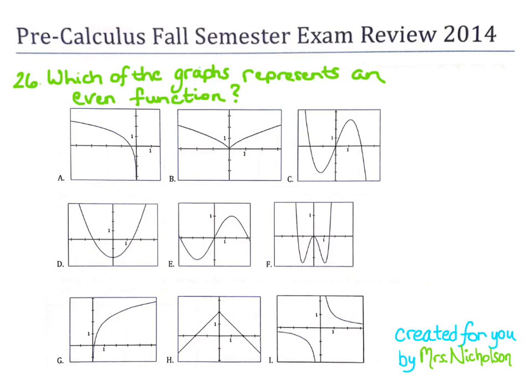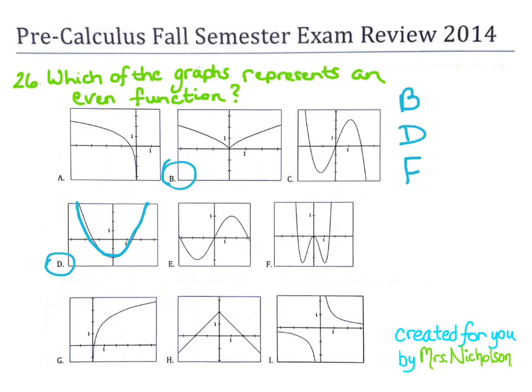And so looking at the graphs, A has no symmetry at all. B does have y-axis symmetry. If I folded that graph on the y-axis, it would match up. So B, actually I guess I'll write the answers out over here. C does not have y-axis symmetry. D does have y-axis symmetry. Not E. F is an even function, y-axis symmetry.